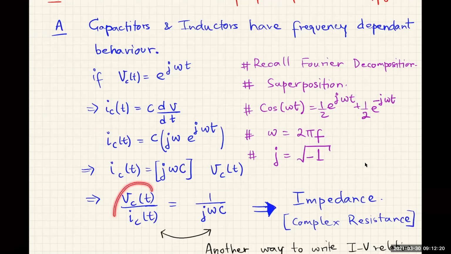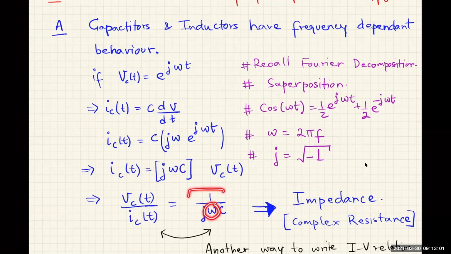Now if you take the ratio of the capacitor voltage and current, you'll find that it's 1 over j omega C. Previously, we said that the ratio of the voltage to current is this quantity called resistance. But now for a capacitor, first of all, you should notice that it's a complex number. When we have a complex resistance, we give it a different name and call it impedance. And the second thing you should notice is that this impedance is frequency dependent.